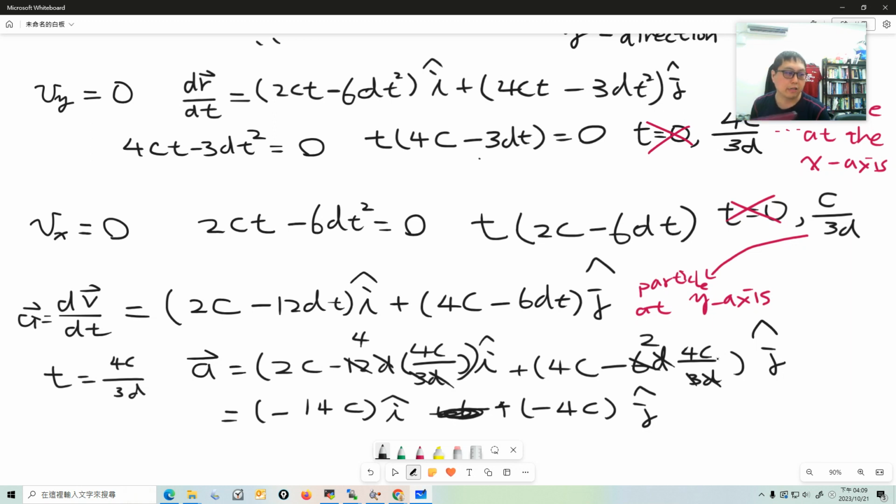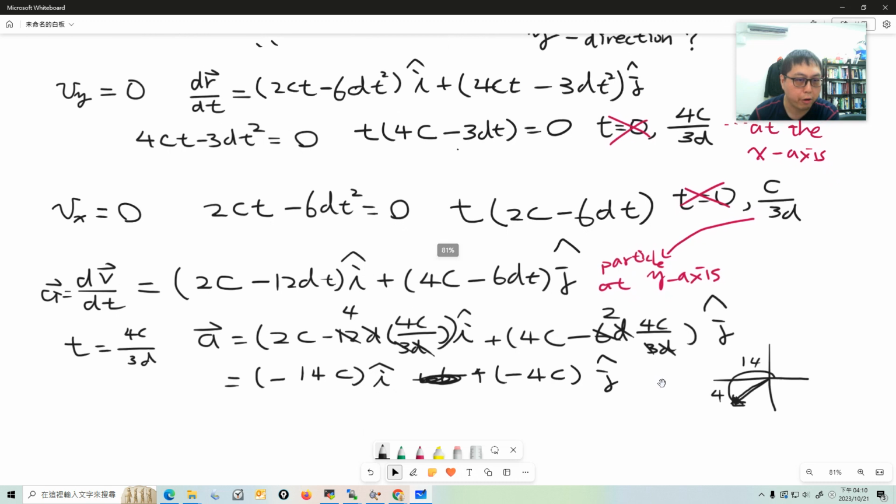Okay, this tells you that at this time the particle is on the x-axis. That's true, but its motion is not along the x direction, because when we draw this picture, it is about here, it's 14, it's 4. So its acceleration vector is in this direction. The particle is on the x-axis, but it does not move along the x-axis because its direction is not along the x-axis. So that's why I think this problem is not asking the correct question.